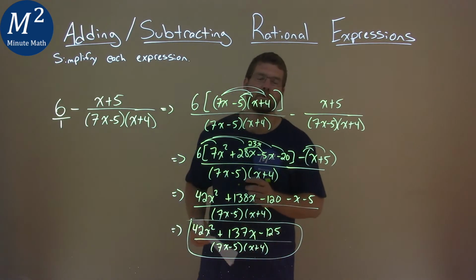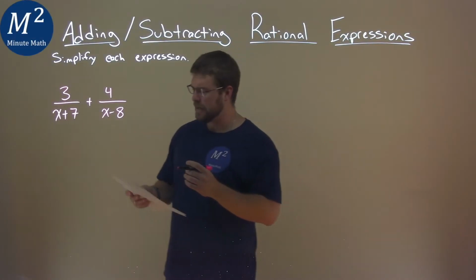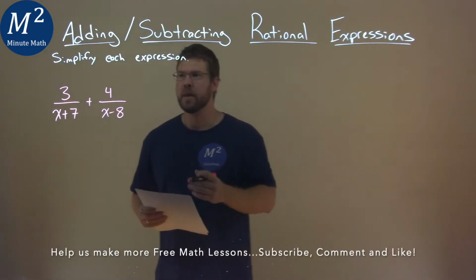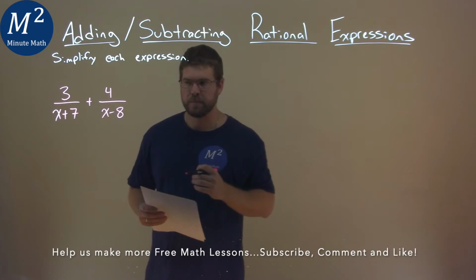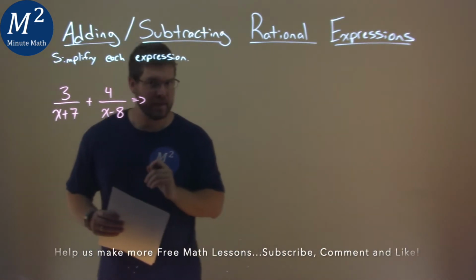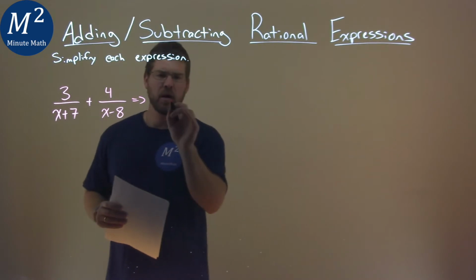times x plus 4. We're given this problem right here, 3 over x plus 7 plus 4 over x minus 8, and we have to simplify this expression. Now, notice here that we do not have the same base for each fraction. So we need to get that.